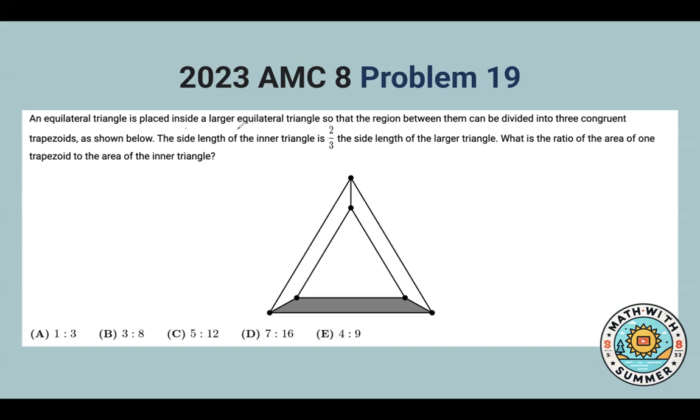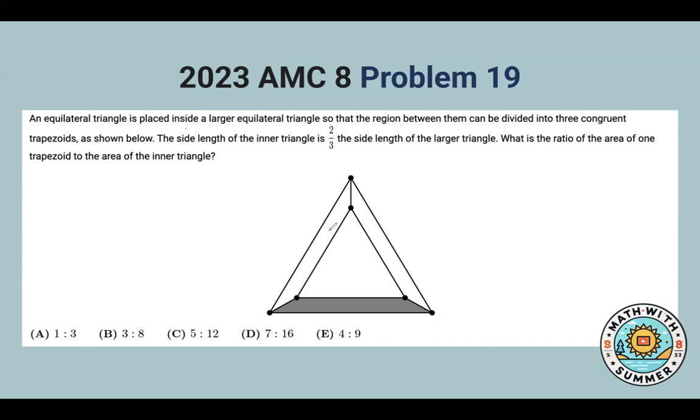So it says an equilateral triangle is placed inside a larger equilateral triangle so that the region between them can be divided into three congruent trapezoids as shown below. The side length of the inner triangle is 2/3 the side length of the larger triangle. What is the ratio of the area of one trapezoid to the area of the inner triangle?